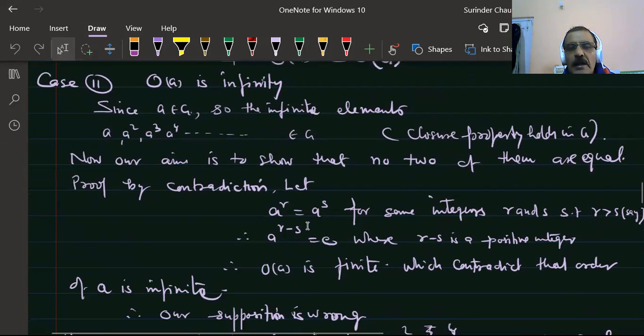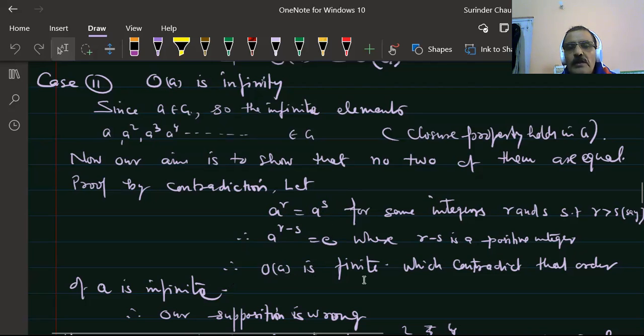This can be written as a^r times the inverse of a^s. Apply cancellation over a^s, which belongs to G. a^(-s) belongs to G, the inverse of a^s. So applying the cancellation law, we get a^(r-s) is equal to a^(s-s) is equal to e, where r minus s is positive.